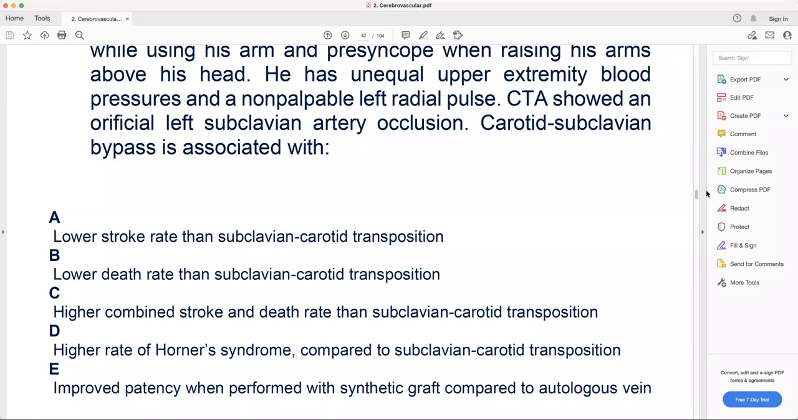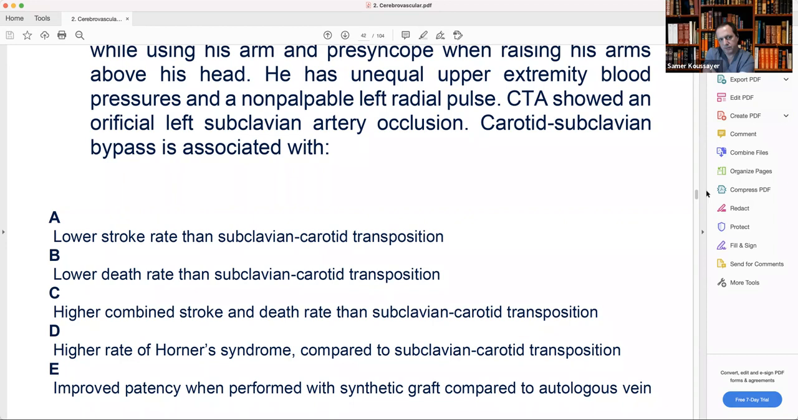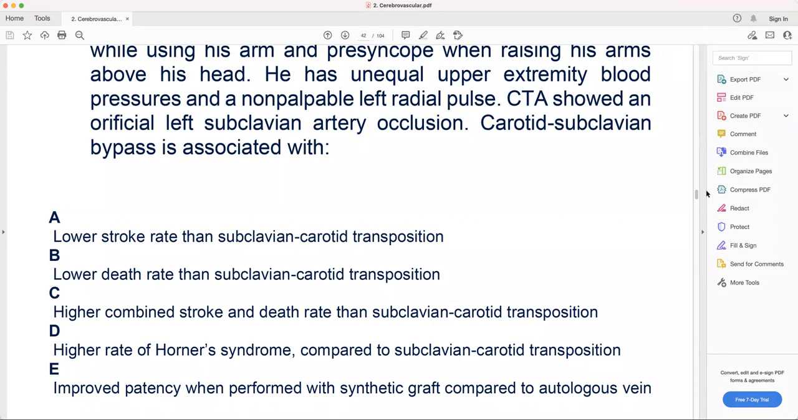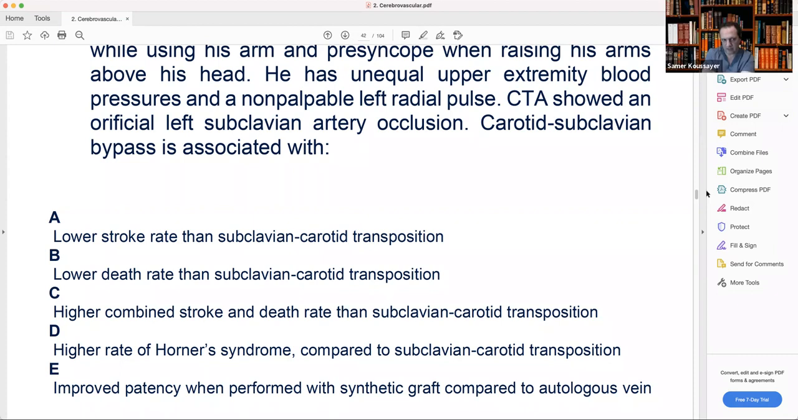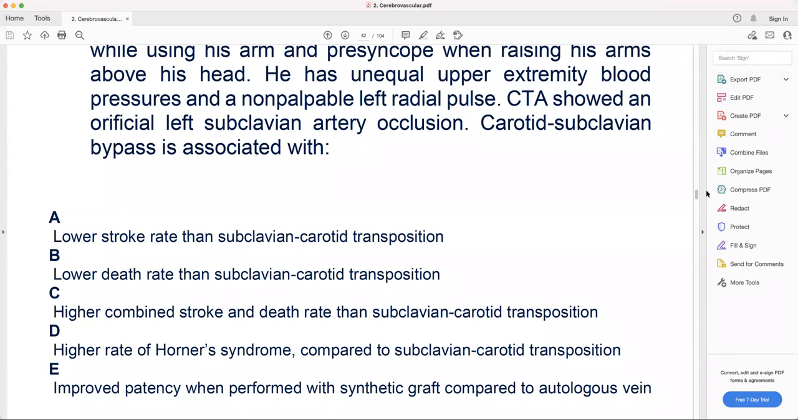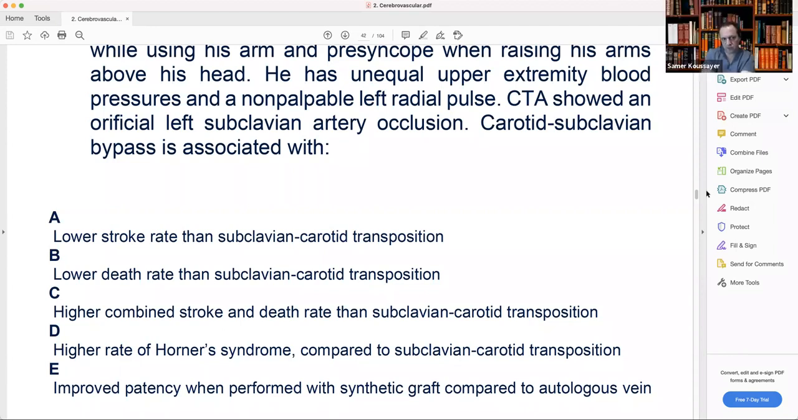Carotid subclavian bypass is associated with a lower stroke rate than subclavian carotid transposition. Okay, so is that correct or not? Let's start one by one. Is it the stroke rate? I think there is no difference between the transposition and the bypass in that area. There's no difference in stroke, death, and even patency. These three things are no different between the two procedures at all. So you can go to the next one.